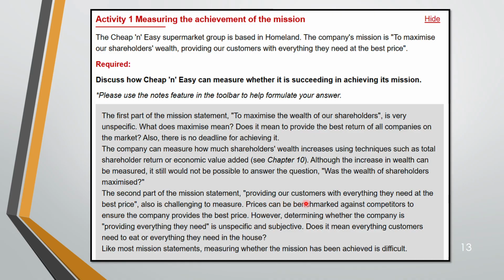Next, giving everything to the customer at the best price. This is also challenging to measure, because you have to benchmark your prices against competitors. Also, determining whether the company is giving everything is very unspecific and very subjective. What does everything mean? Does it mean everything they need to eat, or everything in the house of the customer? We don't know. So like the mission statement, measuring whether the mission statement has been achieved is also difficult.